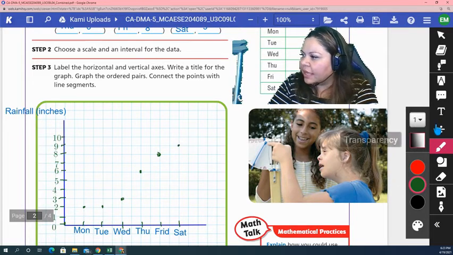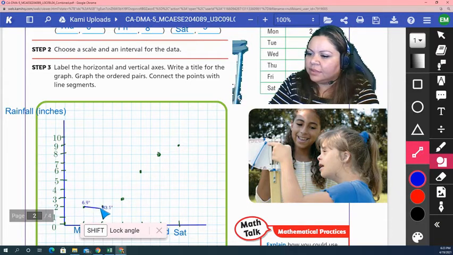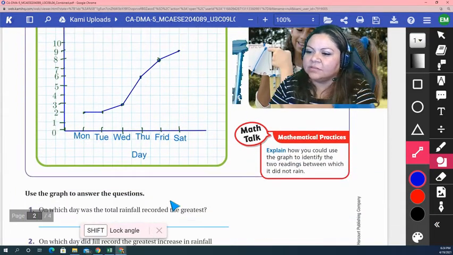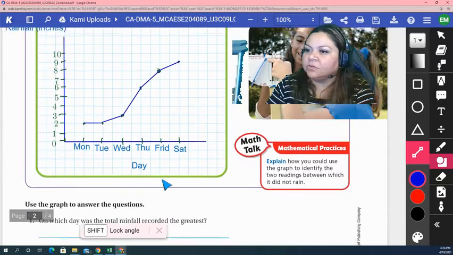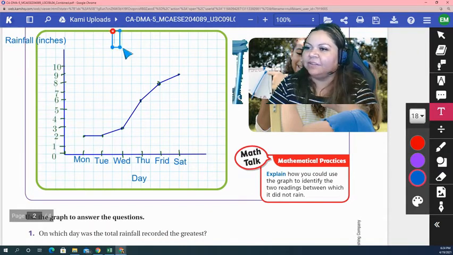And now we're going to connect with the line. We go like this. We connect all the dots, all the points. All right, and that is our graph. So we completed it, we labeled it. Oh, but we did forget something, right? The title of the graph.